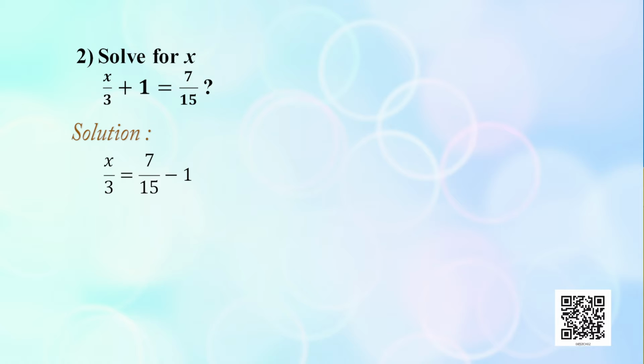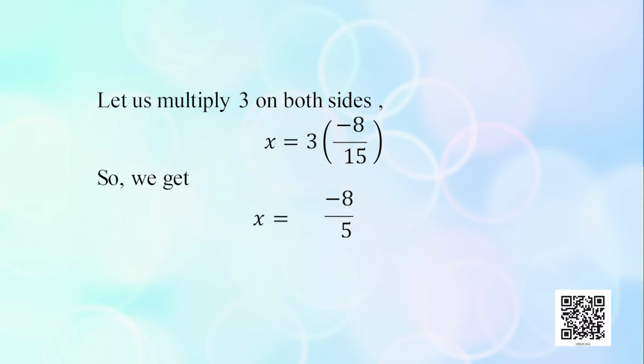Therefore, we get x by 3 is equal to 7 by 15 minus 1. 7 by 15 minus 1, if you subtract, you know already, it becomes minus 8 by 15. Therefore, x by 3 is equal to minus 8 by 15. Now, multiply 3 on both sides, we get x is equal to 3 times minus 8 by 15, that is nothing but minus 8 by 5. Therefore, x is equal to minus 8 by 5 is the solution of that equation.